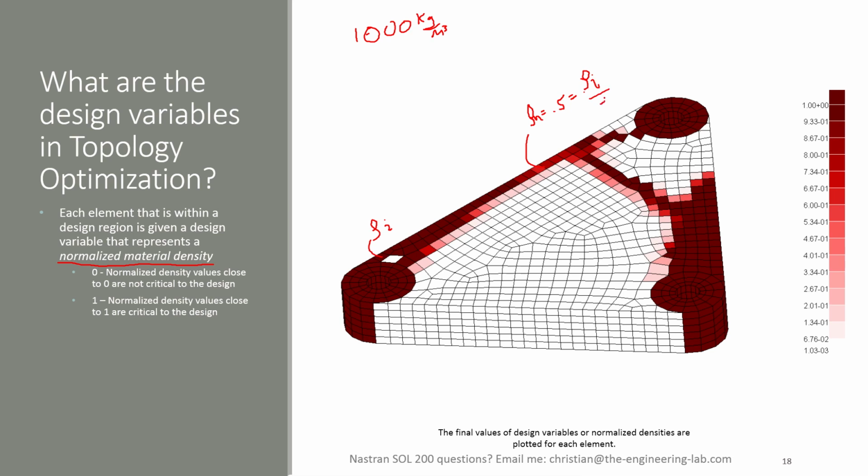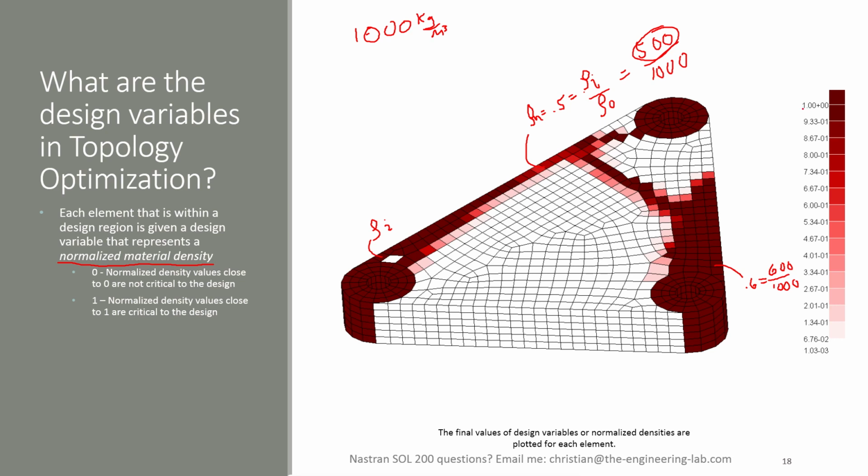Here, it's rho i divided by the original density. So we know that the density of this element is 500 kilograms per meter cubed, and underneath would be the original density. So here we know this element has a density of 500. What if it's 0.6? Here it would be 1,000 underneath, and then on top you would have 600. So the optimizer will vary these normalized material densities. These are the design variables.